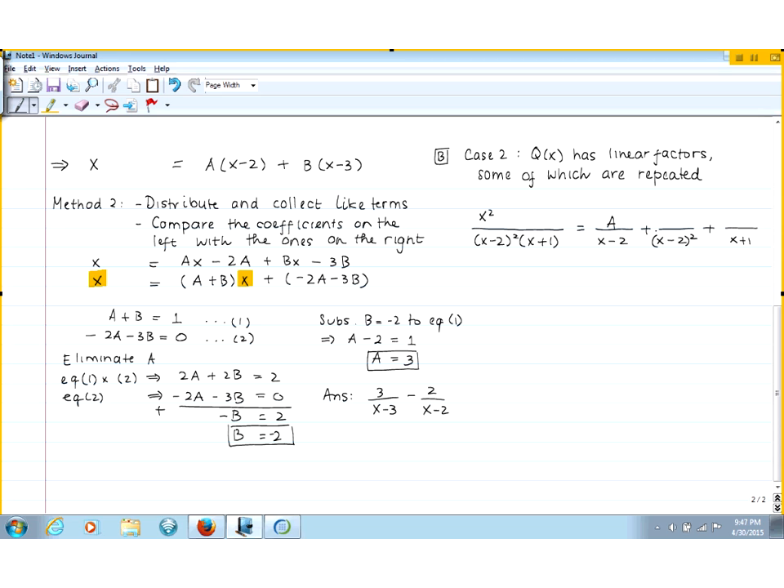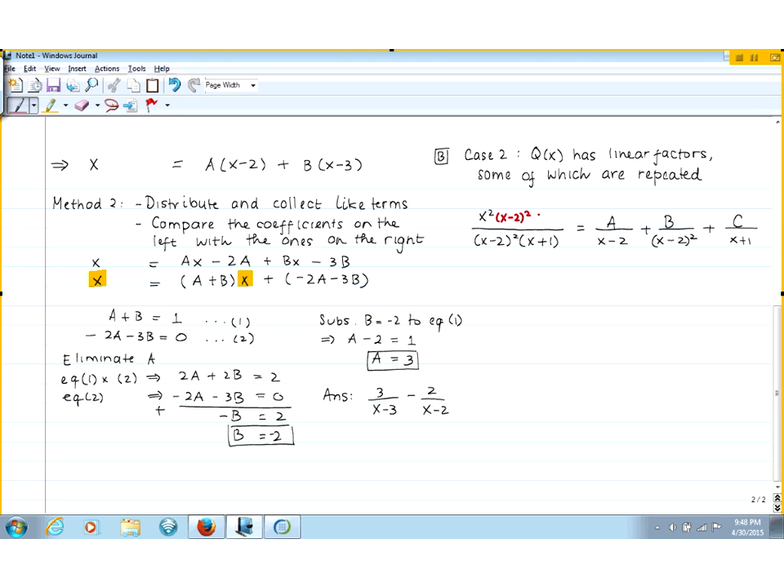Now on top, since these are linear, we will write 1 degree lower, so they are constants. The first constant is A, then B, and the last one is C. They should all be constants, 1 degree less than your linear factor. Okay? Now what we need to do next is clear the fractions, so multiply by the LCD.